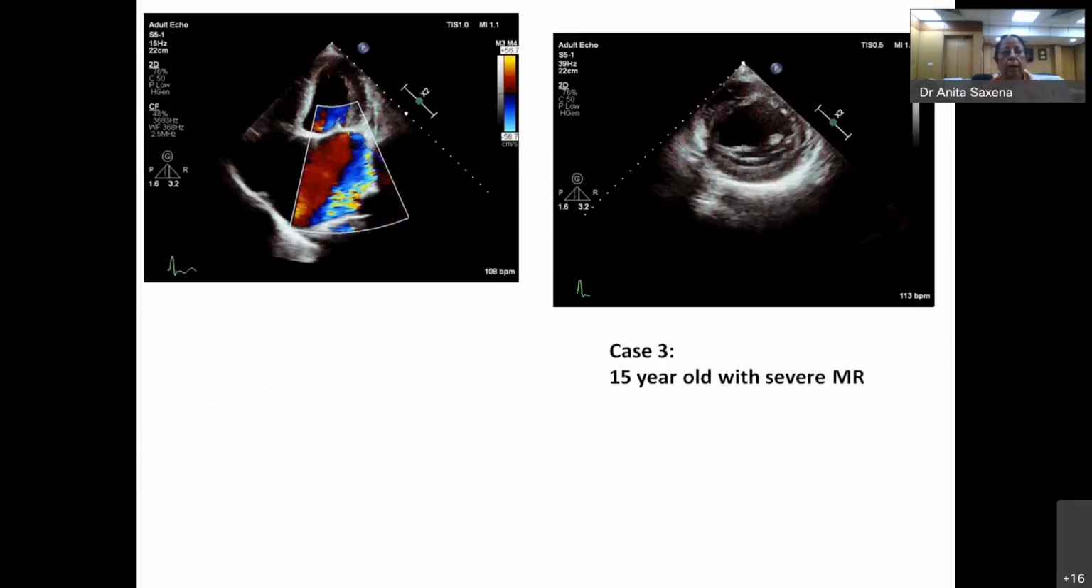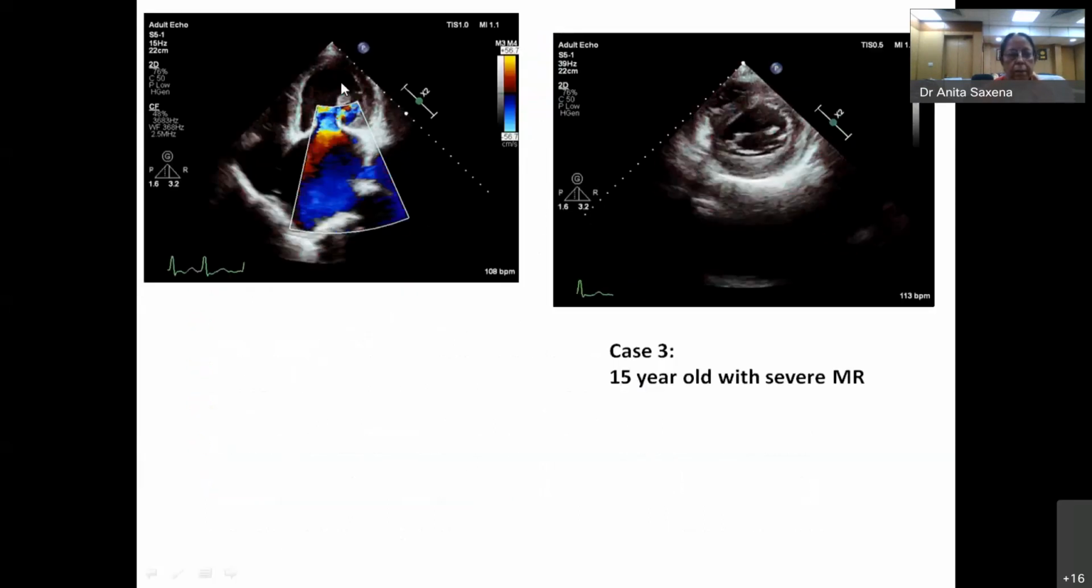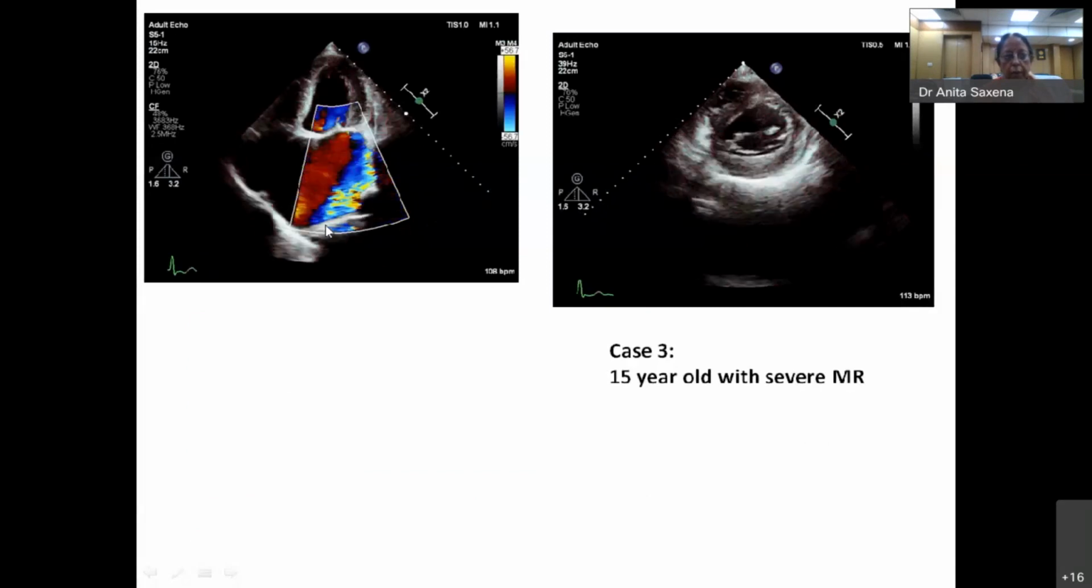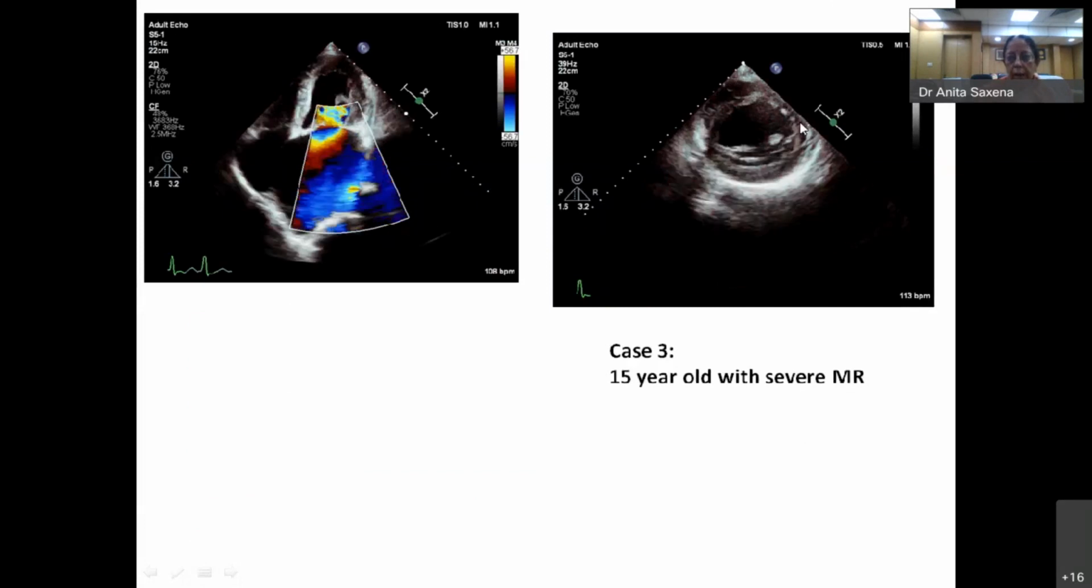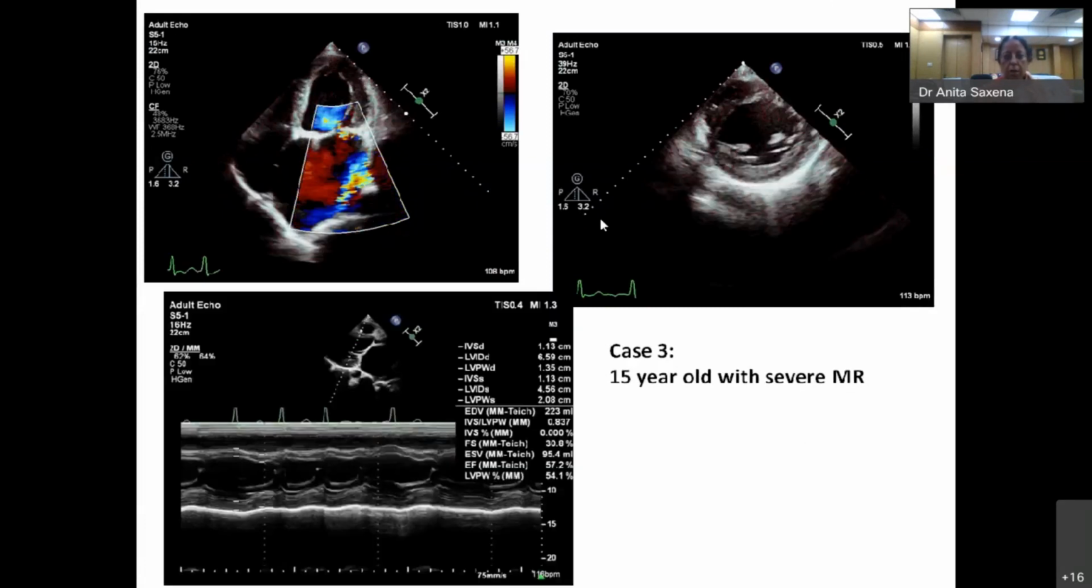So this is the echo. You can see that there is an eccentric jet. That's usual. Wall hugging jet, as you can see. So this is severe mitral regurgitation. LV is dilated but seems to be contracting reasonably well.